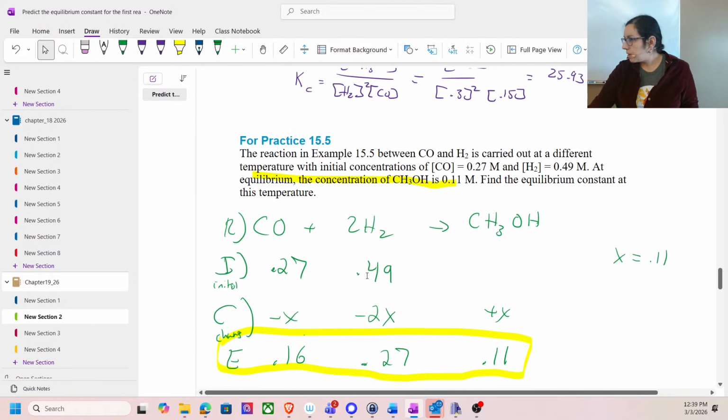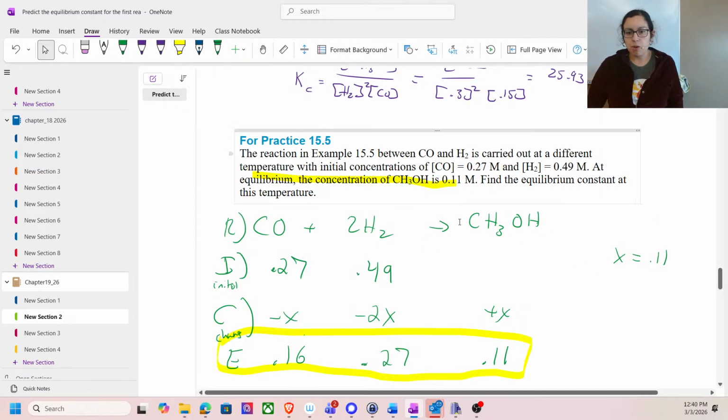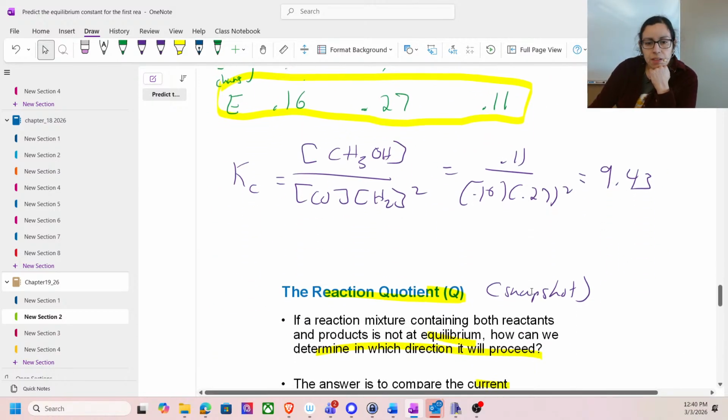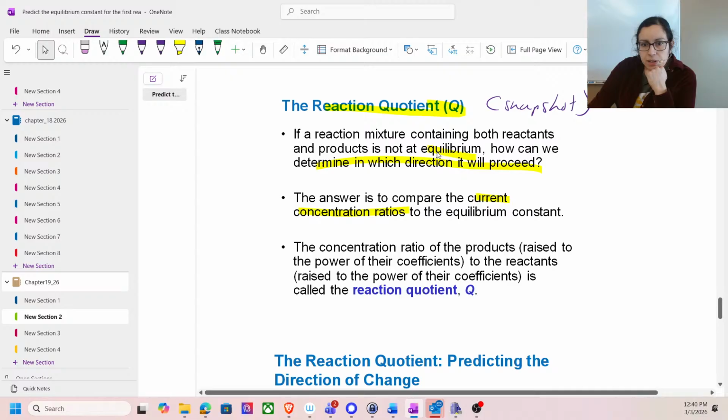Just emphasizing, we started off with all reactants, so we knew it was going to products. We could have had the opposite scenario, where you start with all products, so you know it has to go backwards. Otherwise, we need to quantify it.